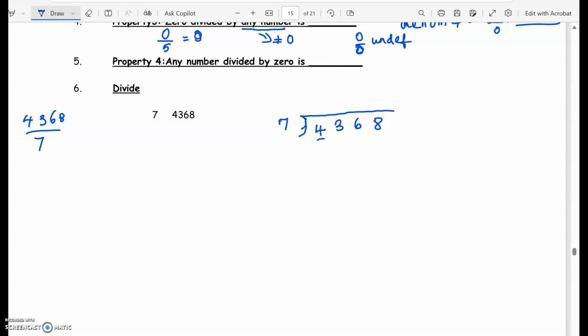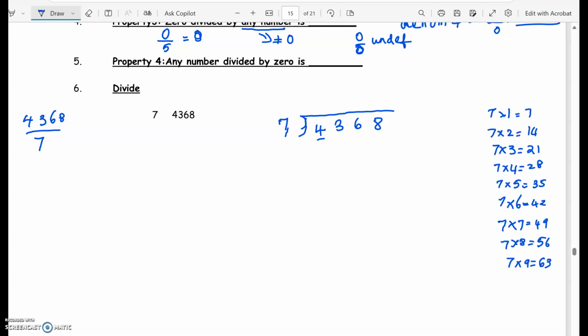So follow a process so you don't make mistakes. Look at the first digit from the left and ask yourself, how many times does 7 go into 4? So we are using the 7 times table. So 7 goes 0 times into 4. Because 4 is too small, the lowest it can be is 7 times 1 is 7. So 7 times 0 is 0. Let's multiply these two numbers, write down the product and subtract. 4 minus 0 is 4.